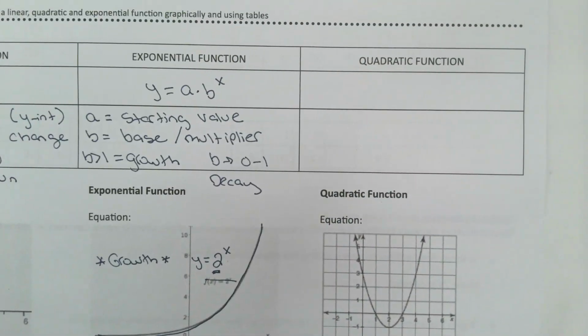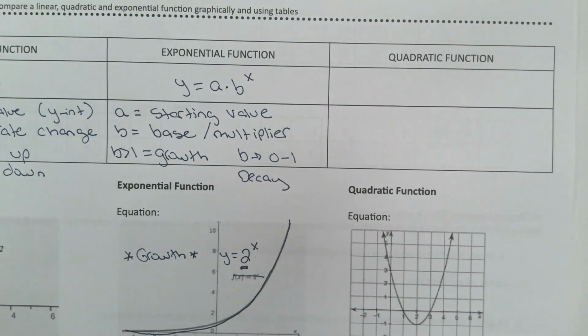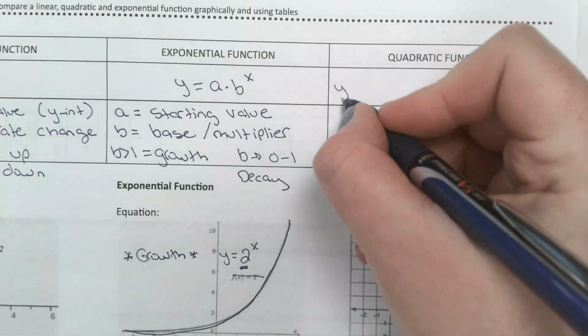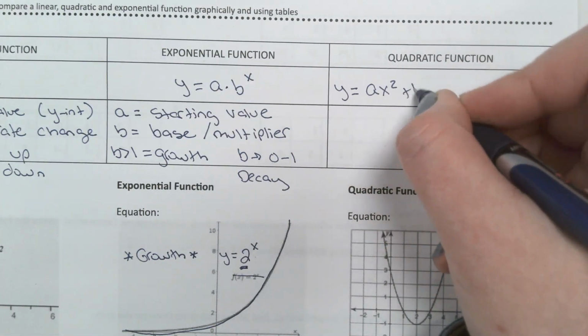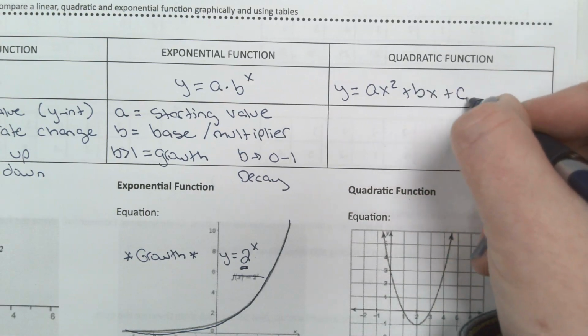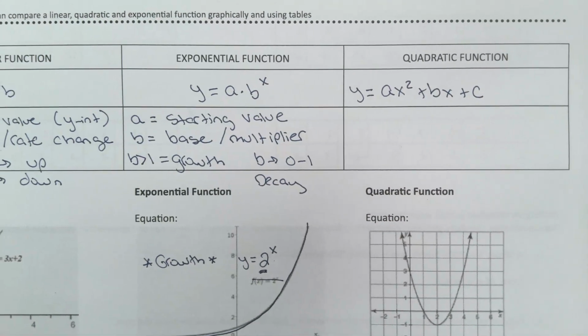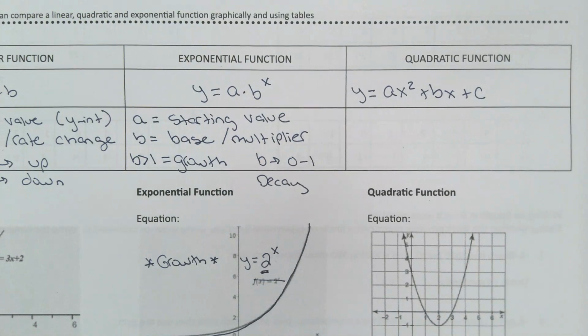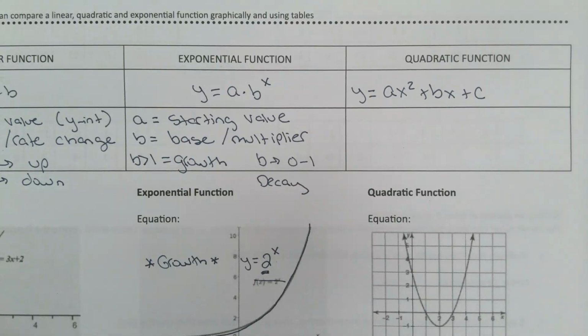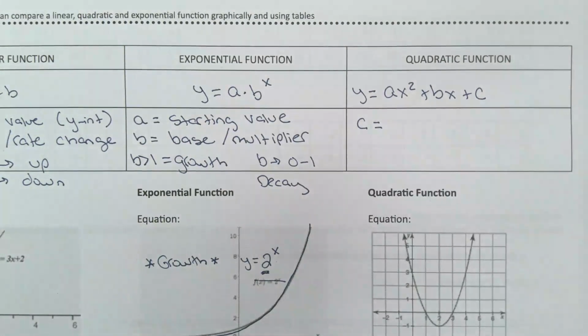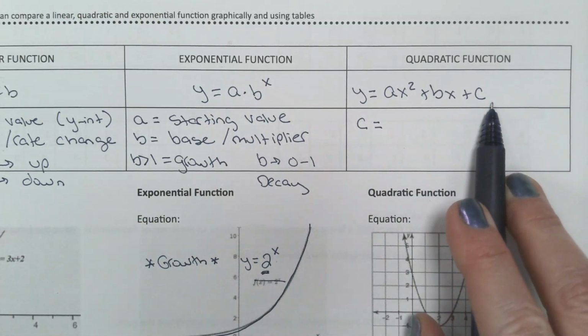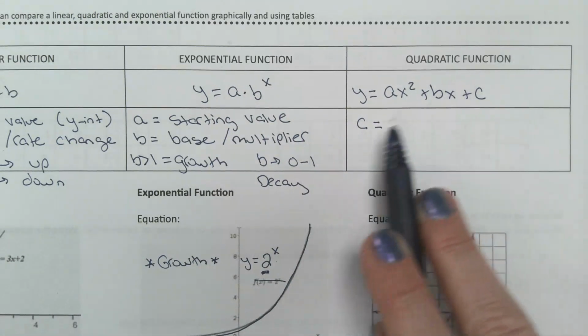The next one is quadratic. We put that in here. In standard form, we're looking at y equals ax squared plus bx plus c. We've touched on quadratic a couple months ago. In standard form, you all are supposed to know what the c is.